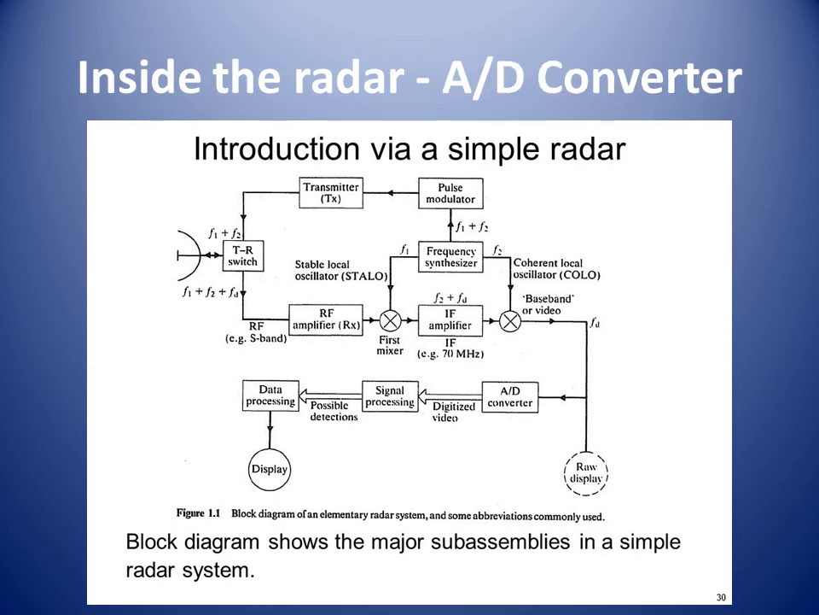The received IF signal is an analog signal. This signal is converted to a digital signal in order to undergo various processing in the display unit. The A/D (analog to digital) converter converts analog signals to digital signals.